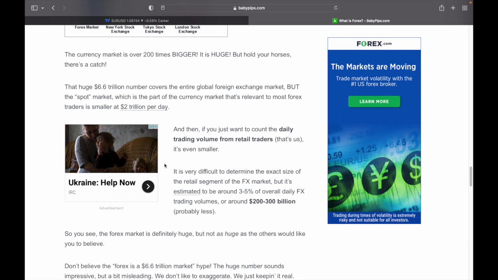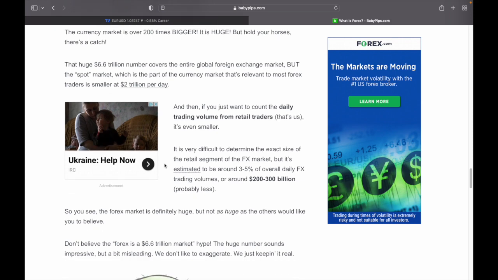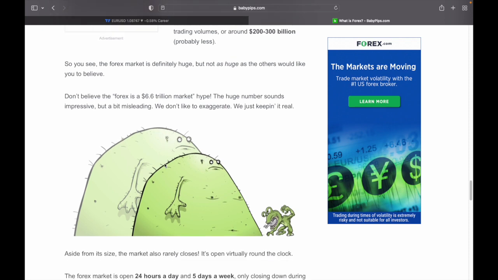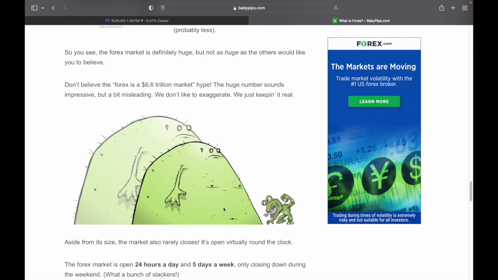It's very difficult to determine the exact size of the retail segment of the Forex market, but it's estimated to be around 3 to 5% of the overall daily Forex trading volumes, or around 200 to 300 billion, and probably less than that. So it's big, but it's not as big as it's hyped up to be. You feel me? But anyway, it still trumps the stock market by a lot.